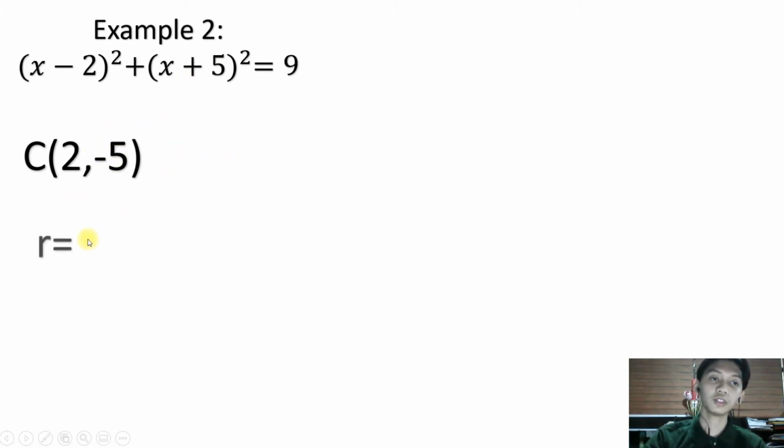After that, we have to determine the value of r. So 9 is the value of r squared in this equation. That means you have to get the square root of 9, which is +3. So we're done with this. We may plot it on the Cartesian plane.